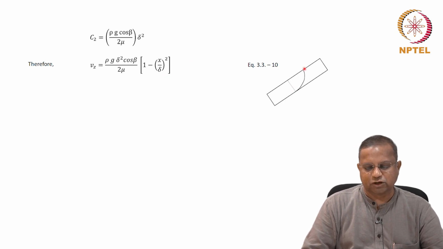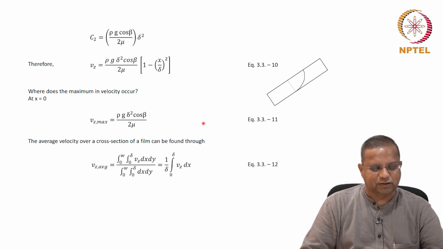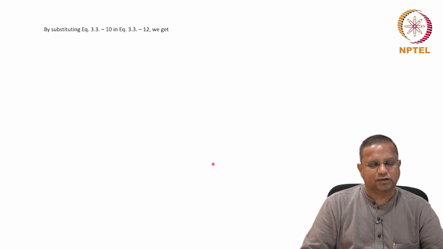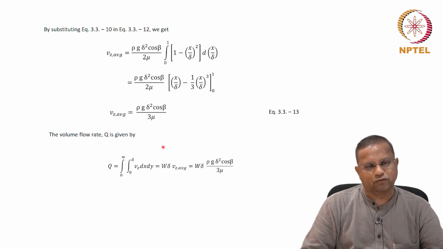Okay. So in this case, I showed it to you as a free sketch. It's a nice parabolic curve. Okay, imagine this to be a parabolic curve. It's a function of x squared. Okay. And then we looked at where the maximum velocity occurs, what's the expression for it, what's the average velocity, and what is the average flow rate. Okay. Or the flow rate, which is nothing but the area times the average velocity.